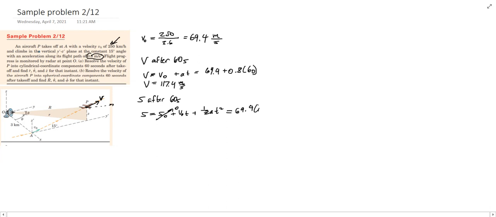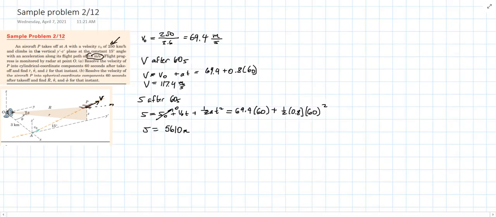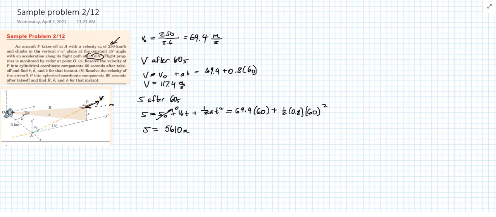So this is equal to 69.4 times 60. Sorry, that was a little messy. Let me rewrite that. 69.4 times 60 plus 1/2 0.8 times 60 squared. So that will give us a displacement of 5,610 meters. One second, I want to do that. That's going to make it a little easier for me to make this neat for you guys.